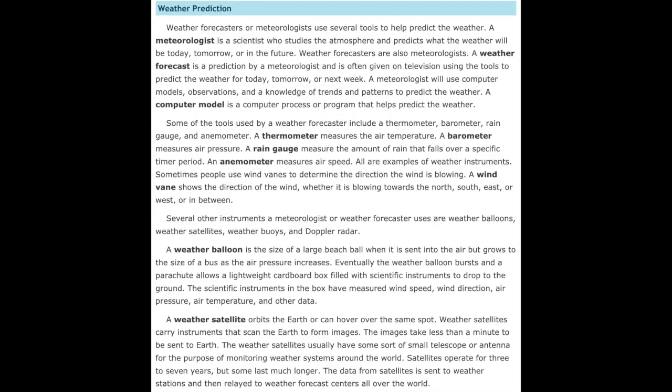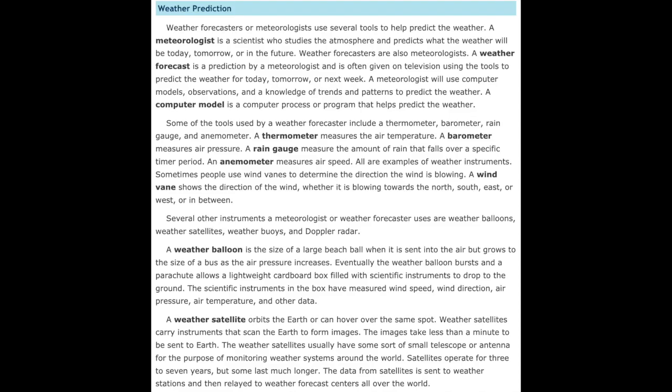Weather prediction. Weather forecasters or meteorologists use several tools to help predict the weather. A meteorologist is a scientist who studies the atmosphere and predicts what the weather will be today, tomorrow, or in the future. Weather forecasters are also meteorologists. A weather forecast is a prediction by a meteorologist and is often given on television using the tools to predict the weather for today, tomorrow, or next week.